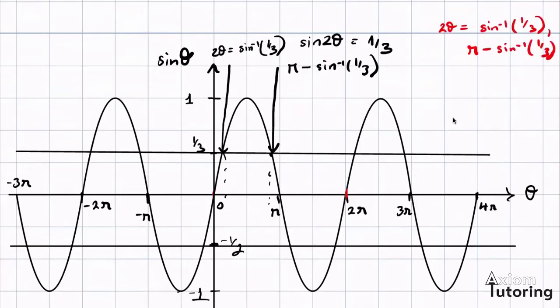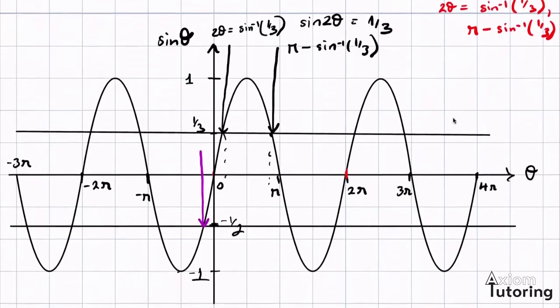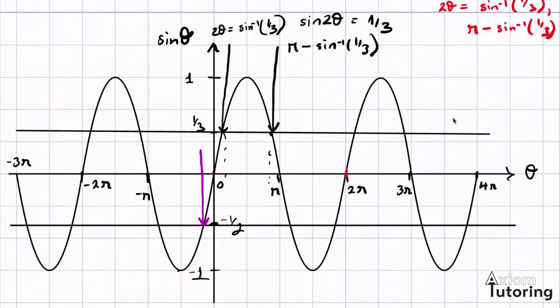And then let's have a look at sine 2 theta equals -1/2. Well, we have a value here from our graph that we can see as a solution. That's going to give us 2 theta is sine to the -1 of -1/2. Again, using our exact trig values, we're going to get minus pi over 6. So 2 theta is minus pi over 6.